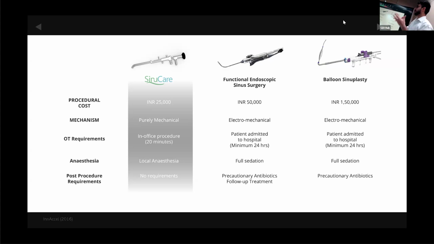But then there are other factors that we then started including. If the cost had to be low, we needed to make sure it wasn't a device which was used in an operation theater, because operation theaters can cost a lot. We had to make sure that the patient is not admitted to the hospital overnight, because that's another cost. And thirdly, we want to make sure that there are no post-procedure requirements. Normally, any sort of surgical procedure will require medication and further treatment. So we wanted to see what are the ways in which we can minimize all of that.